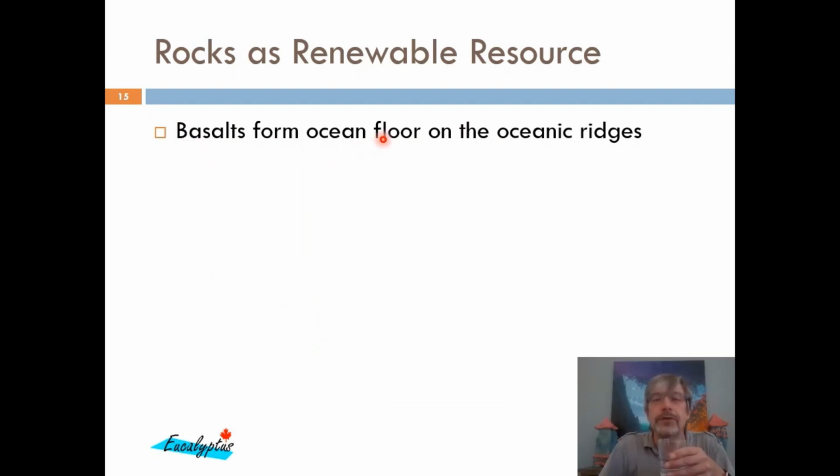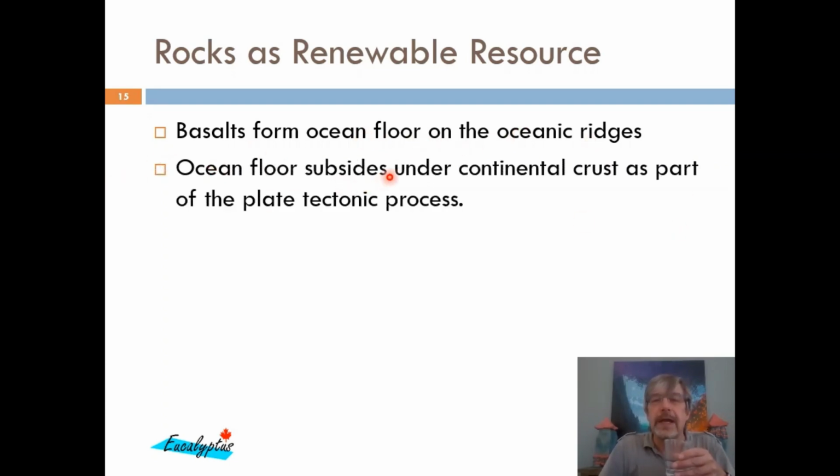So basalts form ocean floor, starting at the oceanic ridges. The ocean floor subsides when it cools off and ends up going under the continental crust as part of the plate tectonic process. All those rock plates of ocean crust and continental crust, they all float like plates on the mantle. In the 1950s, we had a guy named Wegener, and Wegener measured, I forgot how he exactly did it, but he came up with the concept of floating continents on the mantle. It was only in the 1950s that we recognized that.